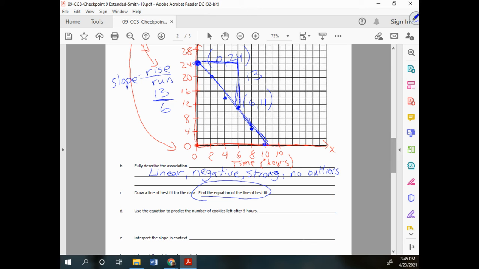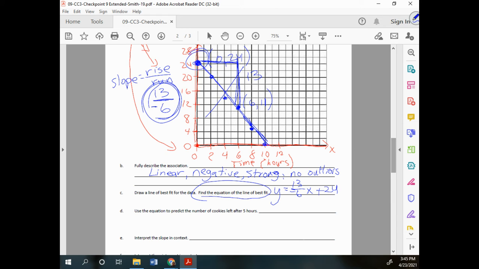Now, if I look, I was wrong. Did anyone catch my mistake? What's wrong about 13 over 6? 13 over 6 would be going this way, and I don't want that way, right? It's 13 over negative 6. Now, in this case, I'm going to do some rounding here because we're just going to go with it, okay? Usually we'd stick with the exact, actually, really, I could go with that and just say y equals 13 over negative 6 x plus my y-intercept. Oh, nice. I've got the y-intercept right there already, plus 24.